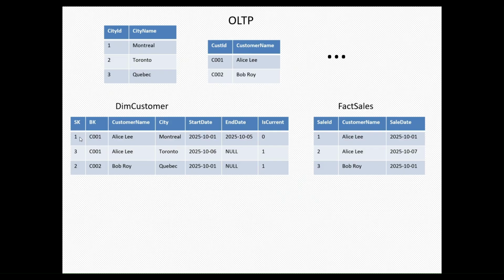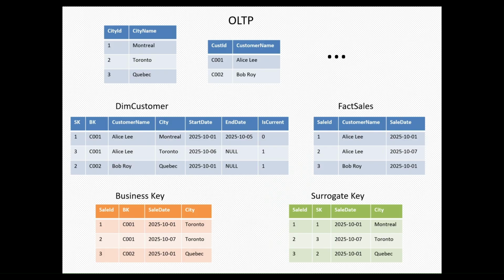So that's why we will create a new column called the surrogate key, which is a unique identifier for each combination of customer and its city. And as a result, in our analytical project, here's what we got.